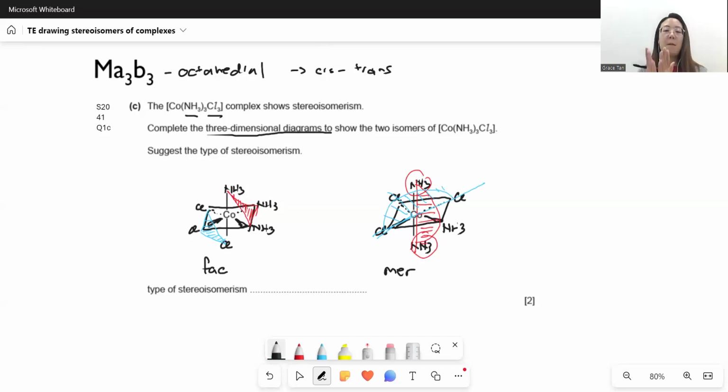Okay, we call this mer-fac isomerism. In actual case, this is called mer-fac isomerism. The true name for this is actually called mer-fac isomerism. But because mer-fac is not taught in A levels, right? They tone down the name from mer-fac to cis-trans.